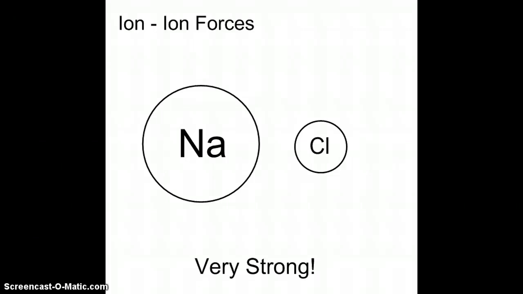Now, ion-ion forces are strong because the positive and the negative are very strongly attracted to each other. What we're looking for is the positive and negative, right? That's the intermolecular force. So a sodium ion has a positive charge, and a chlorine ion has a negative charge.